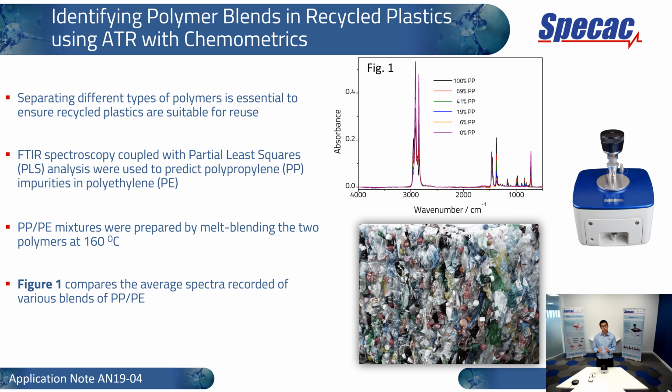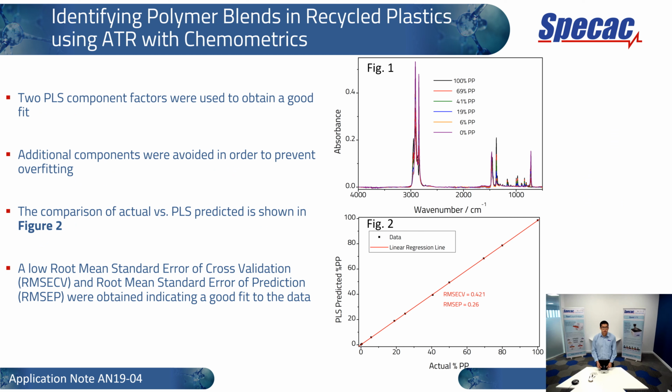So polypropylene, you get some characteristic bands in the 800 to 1200 and even 1350 wave number regions that you don't get in the polyethylene, for example. So using the Quest ATR, you can very quickly pick out those characteristic bands before performing your chemometric analyses. So the two PLS, or partial least squares, component factors were used to obtain a very good fit, as you see in figure 2 there at the bottom right-hand corner.